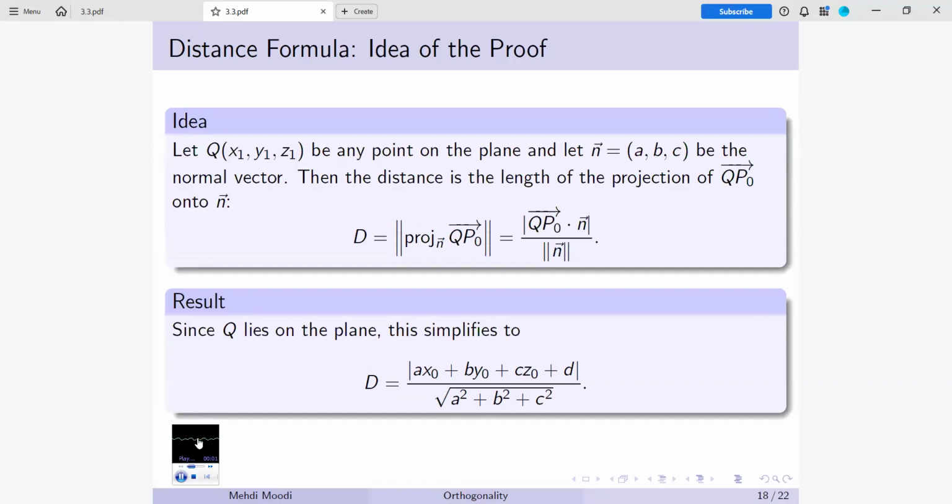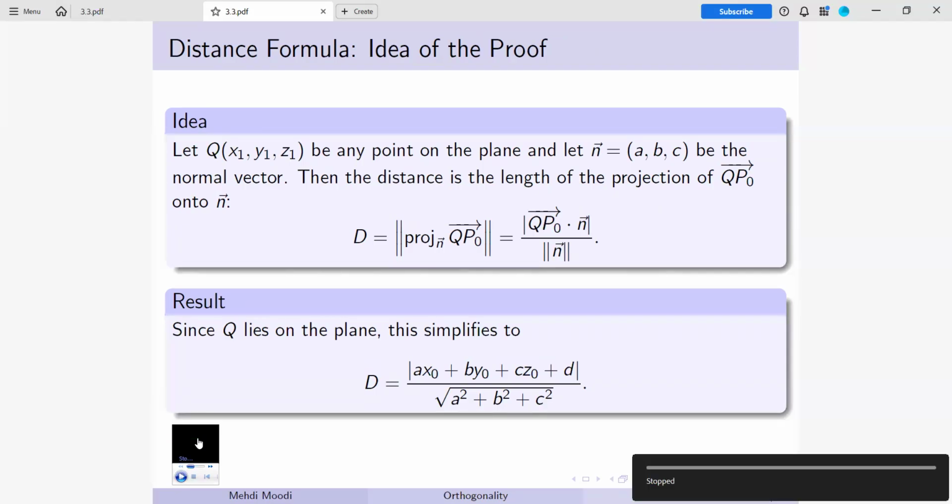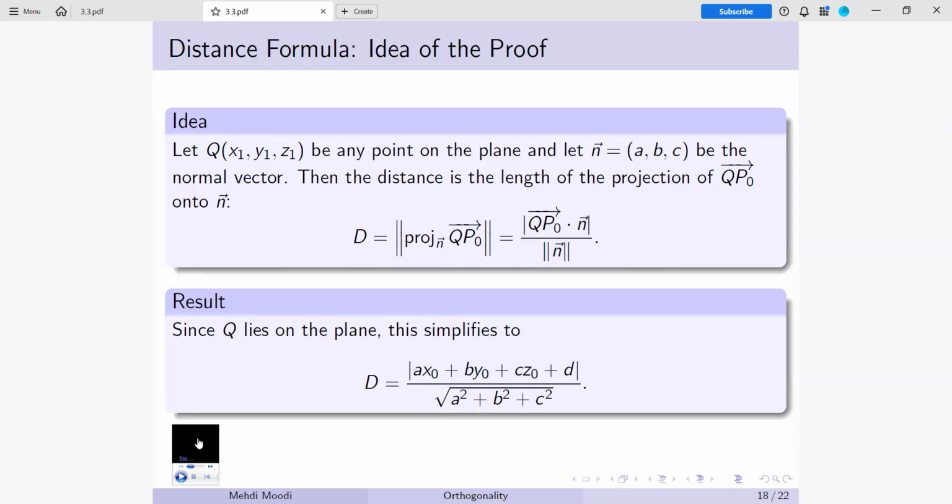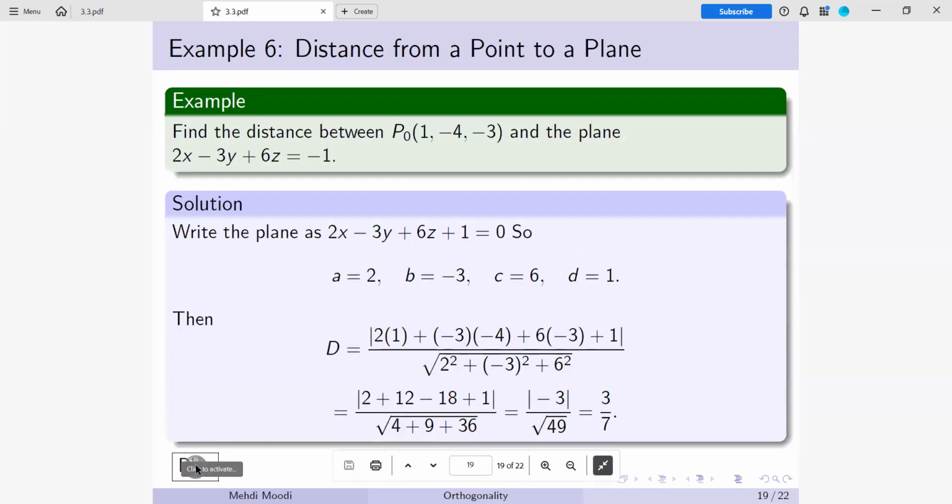The proof is really just projection wearing a fake mustache. Once you see that, the formula stops looking magical and starts looking suspiciously reasonable. Plug into the formula carefully and do not let the negatives start a riot. The denominator is just the norm of the normal vector.